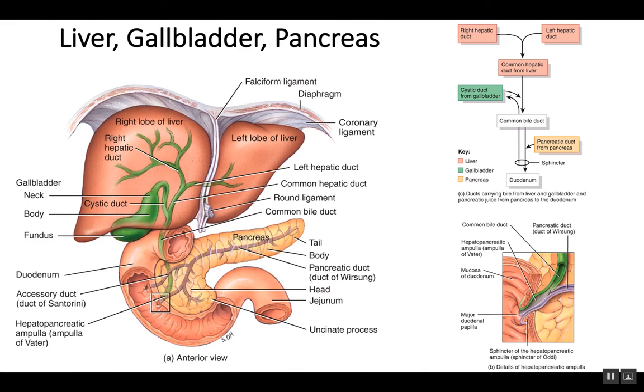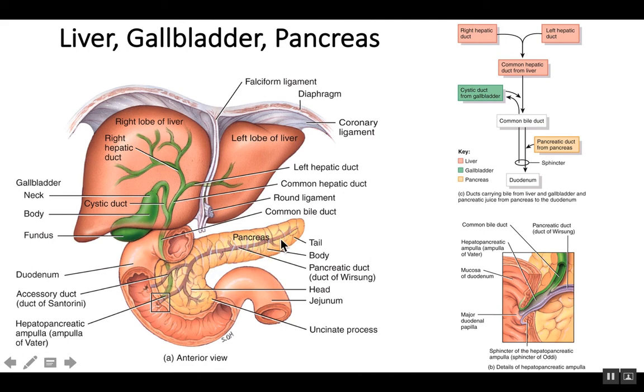Then, when bile is needed, bile can come out of the gallbladder and back out the cystic duct. It'll also come down from the liver, and now it can travel all the way down to the duodenum in what's known as the common bile duct. So a lot of ducts all involved in transporting bile either into the gallbladder for storage or out of the gallbladder and down from the liver to be delivered to the duodenum.